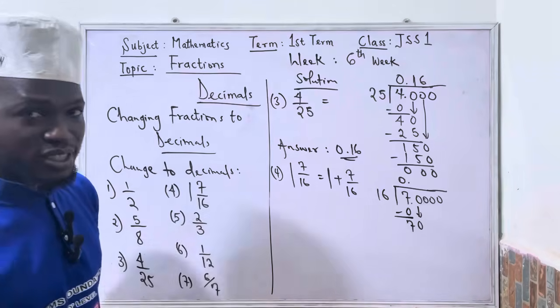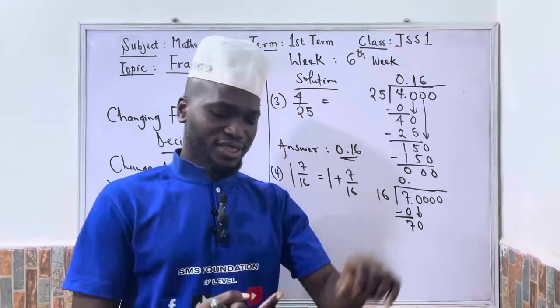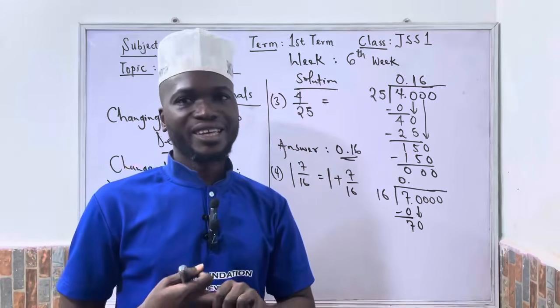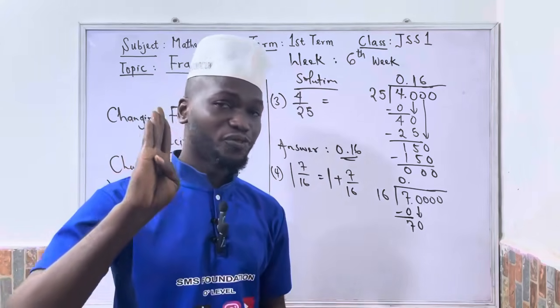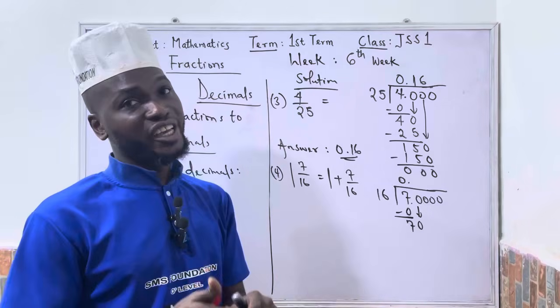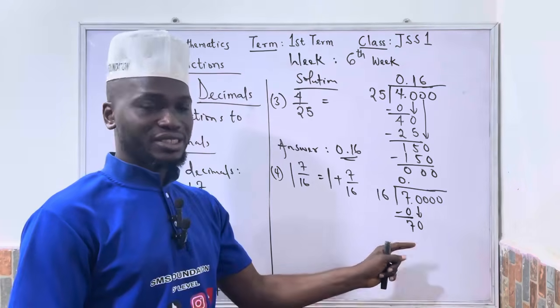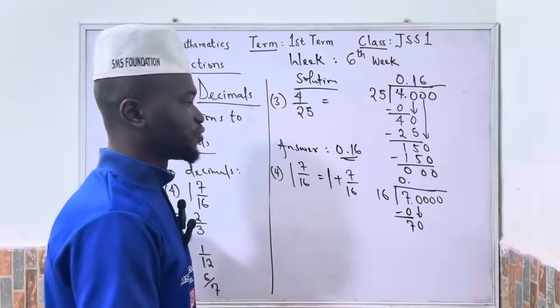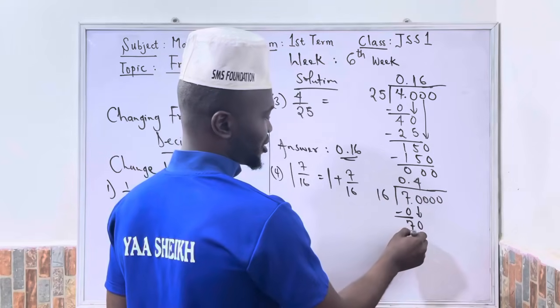So 16 times 1, 16. 16 times 2, add another 16, that will be 32. 16 times 3, that will give you 48. Now 16 times 4 is 64. If you try to do 16 times 5, that will give you 80. That's already bigger than 70. So we just go for 16 times 4. That means it's going 4 times. Now 16 times 4, that will be 64.